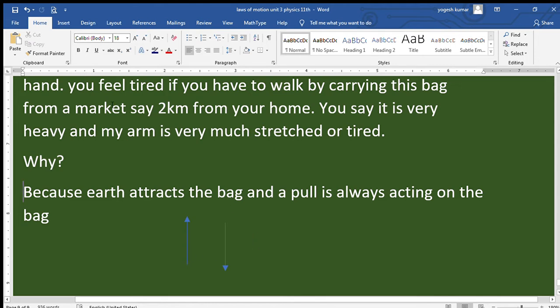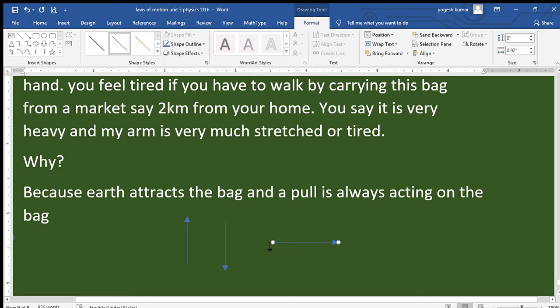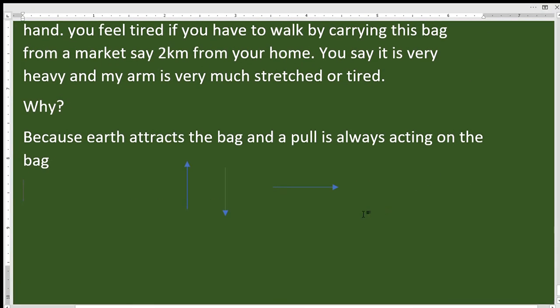Now suppose you apply a force in this horizontal direction. If you apply a force in the horizontal direction like this, then how much force here? Also you are applying some force. You had 10 kg here, you are applying a force equal to that.